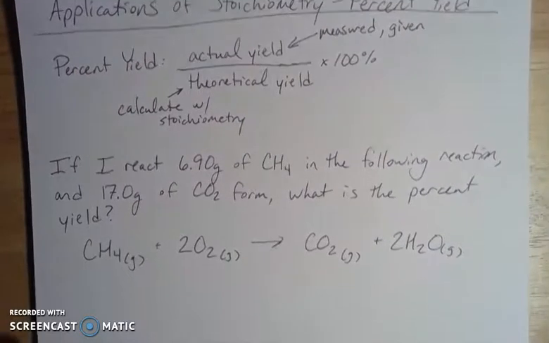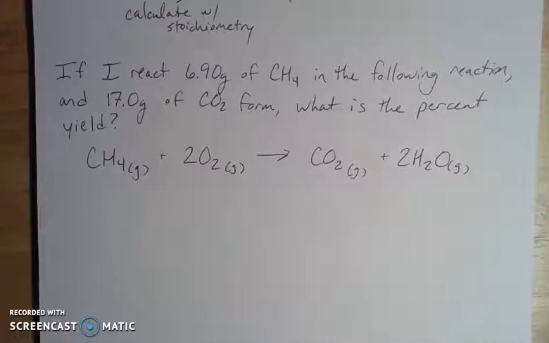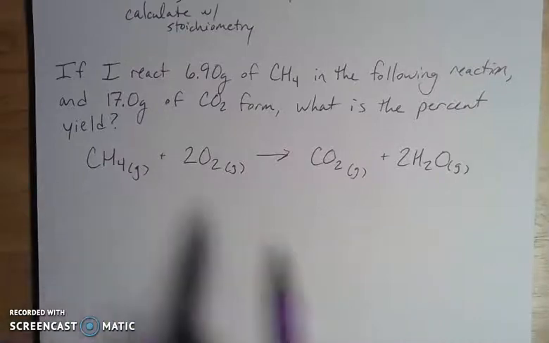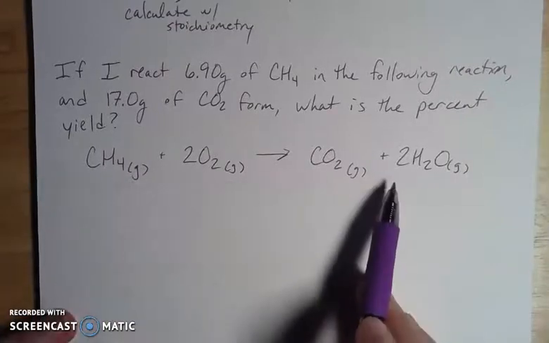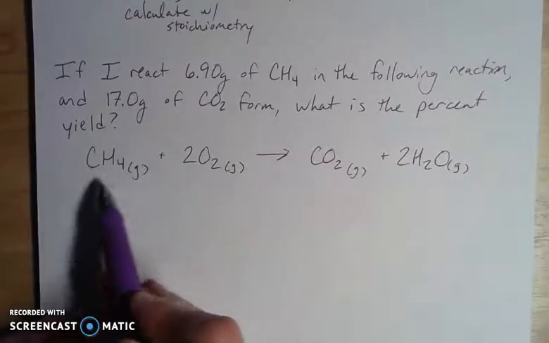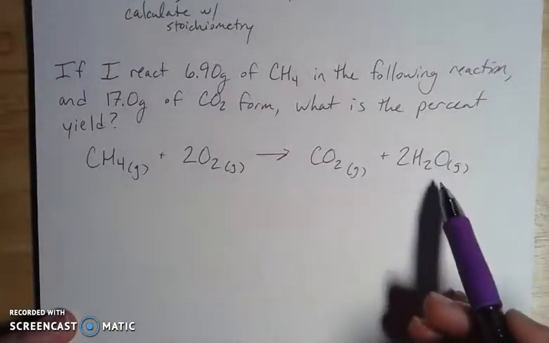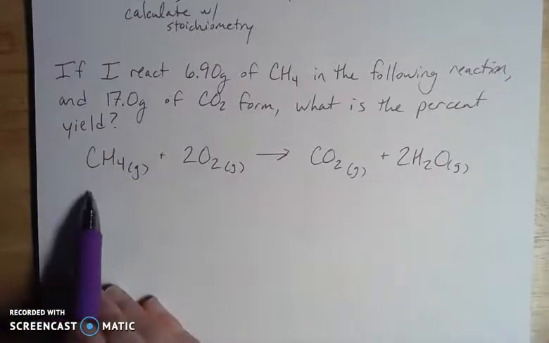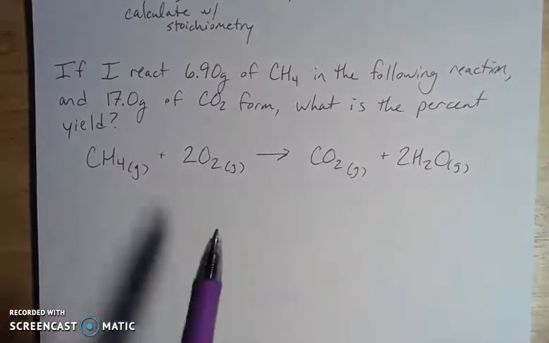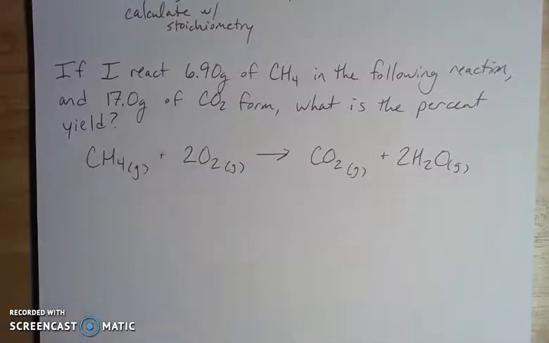So if I react 6.90 grams of CH4, CH4 is methane, in this following reaction, and 17 grams of carbon dioxide form, what is the percent yield? So this is what is called a combustion reaction. We have a hydrocarbon here reacting with oxygen, and it produces carbon dioxide and water. So this is the combustion of methane. So it gives me information about methane.